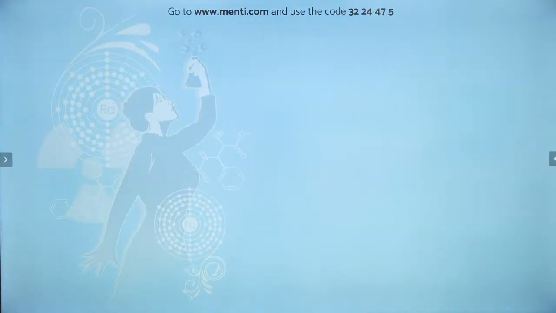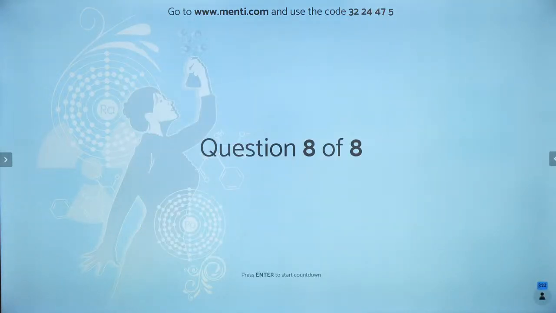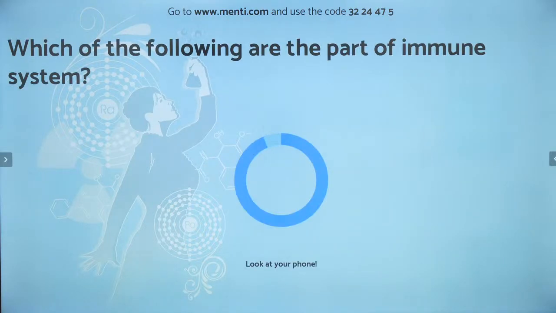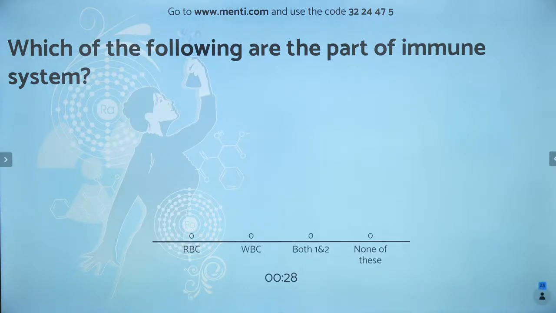Okay, guys, last question for the day. Last question. Which of the following are the part of the immune system which will help to fight diseases? Soldiers of the body.